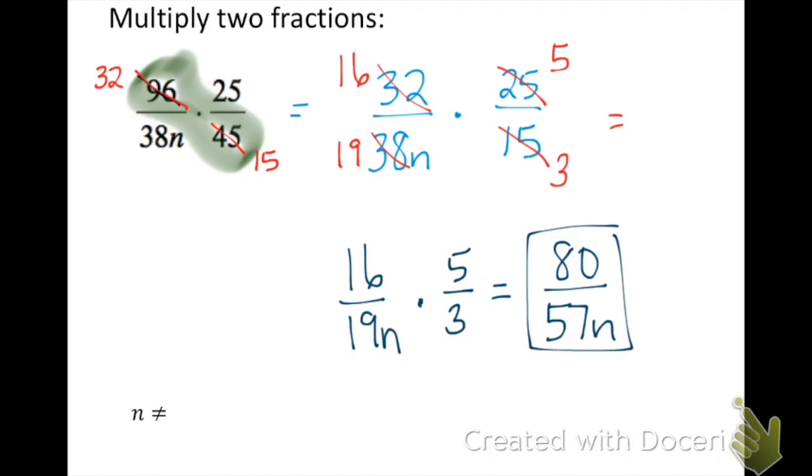Now the point of doing all this simplifying as I go is the idea would be that it'd be a simplified form at this point, and there is nothing that divides 57 and 80. So I have my final answer here, and make sure that you note n can't be 0. Because if n were 0, my denominator would be 0.